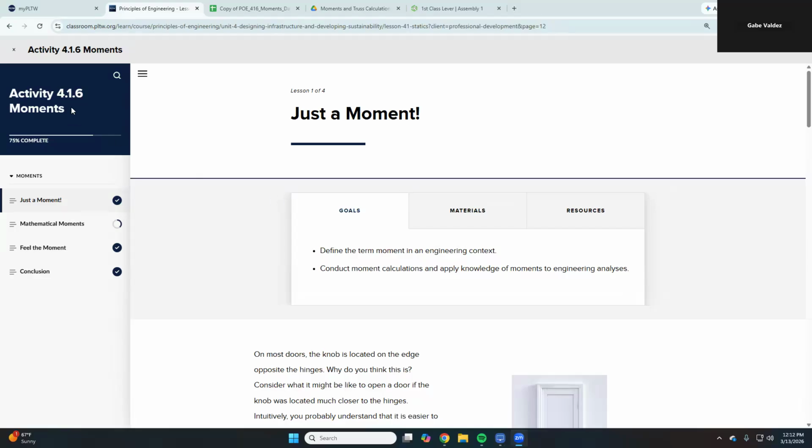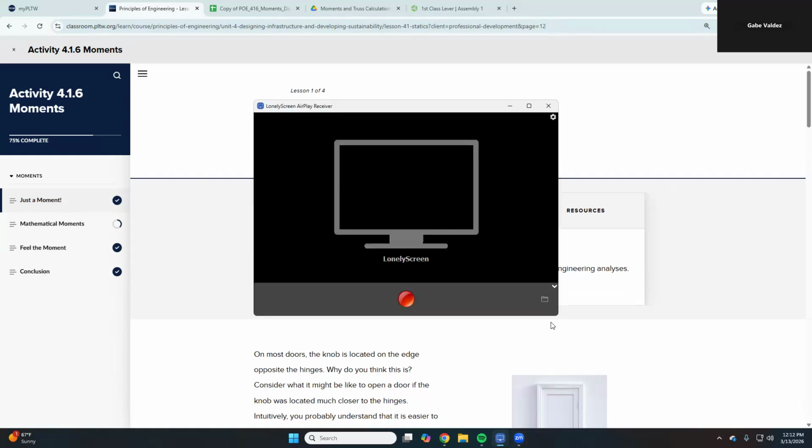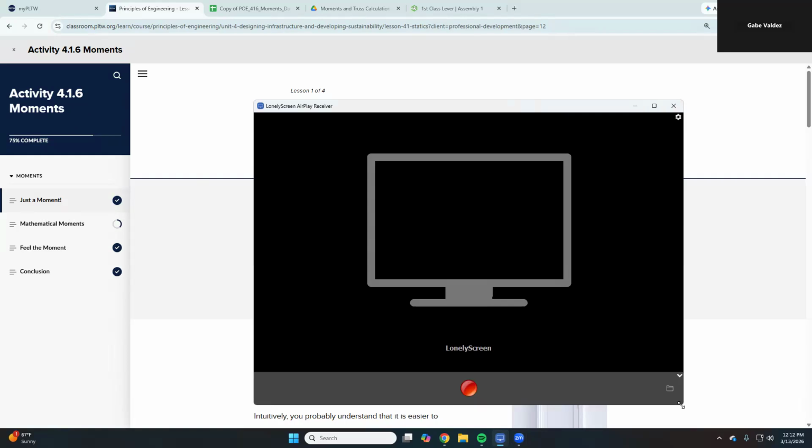All right, let's talk about Activity 416, moments. This is a refresher from back in levers. We talked about moments briefly. So just to refresh our memories, let me go ahead and bring up the moment equation on my iPad and work out an example for you, just so we can understand the idea behind moments.